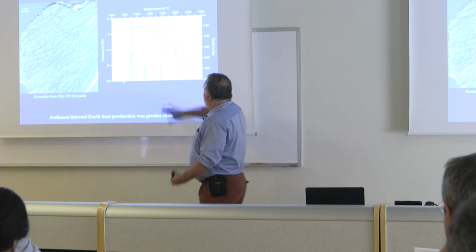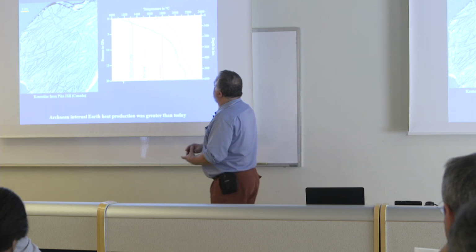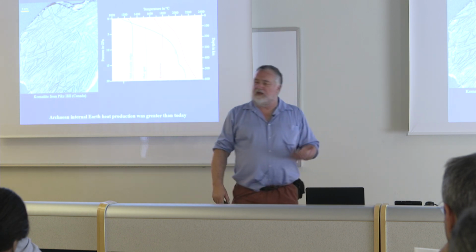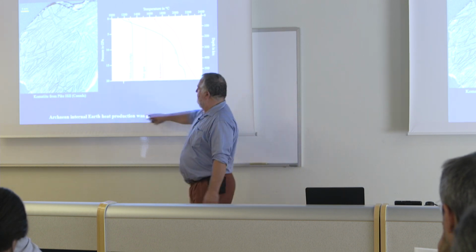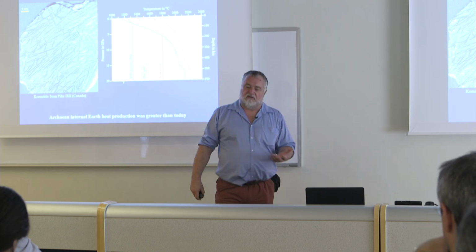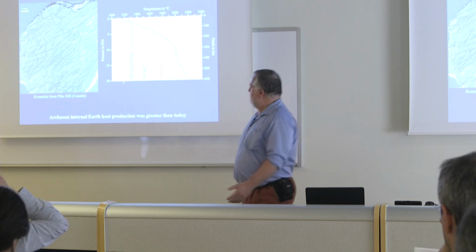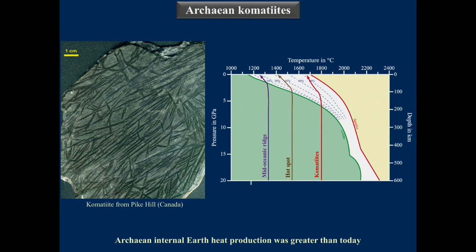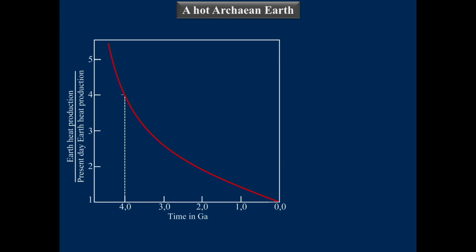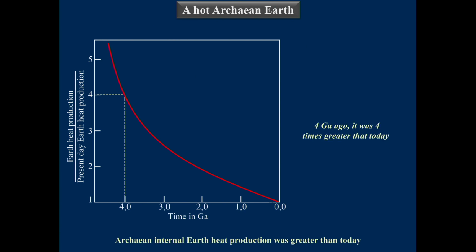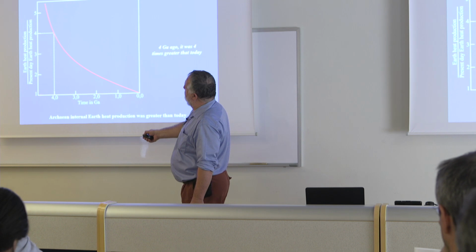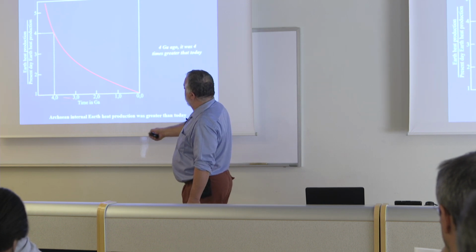So clearly, komatiites are hotter than the lava produced today, and the conclusion is something like that. The internal heat production in the Earth was greater during the Archaean than it is today. So this is a very important point. So some people made some estimation of this heat production. Here we have time. Here we have the Earth's heat production.